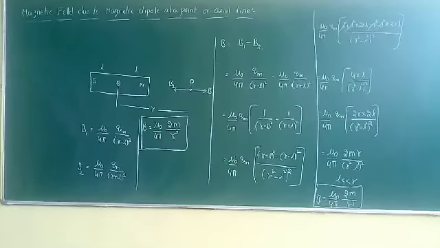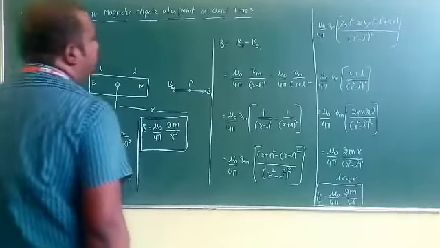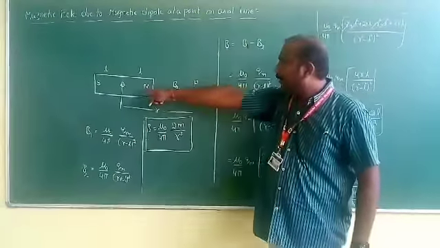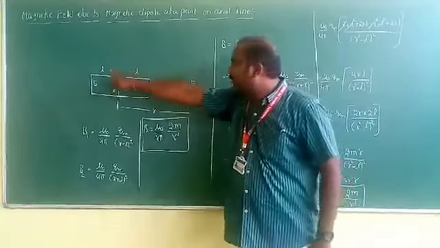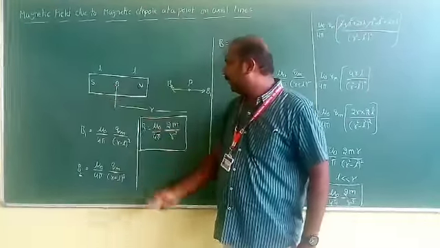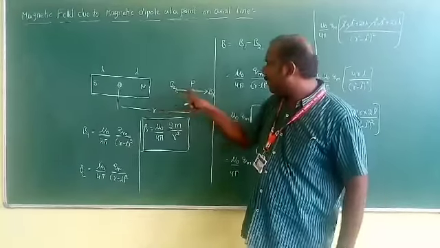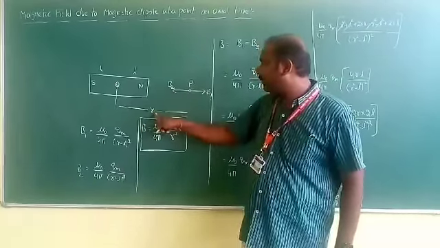The derivation part and everything you say here. I am keeping one more magnet. Its length is 2L. This is the center. This is the axial line. The distance of this point from the center is R.